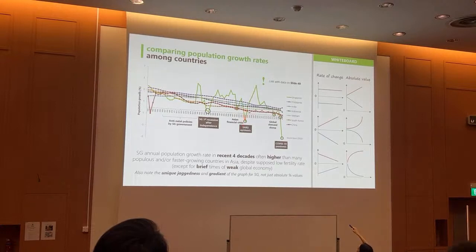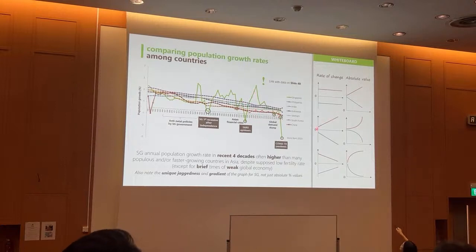When you see the graph looks like this, it means that the rate of change graph is like that. It means that your absolute population number is like that. So later on, if you look at slide 49, which is the absolute numbers for population, you will see there's one period over there whereby Singapore's population grew like that.